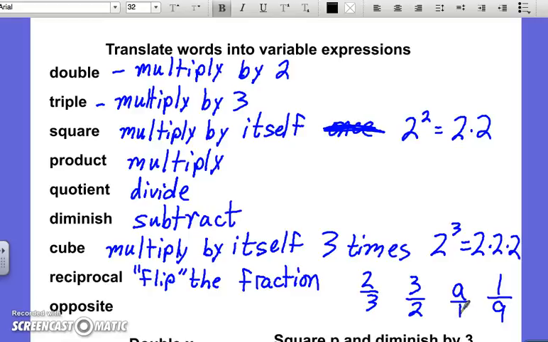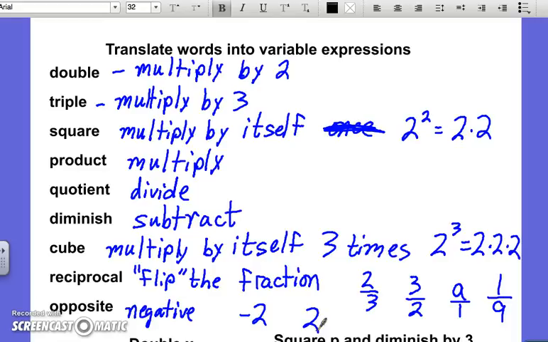All right? So the opposite, well, this means the negative, or change the sign. Okay? It means negative or change the sign. So what's the opposite of 2? Or what's the opposite of -2? The opposite of -2 would be 2. Okay? So those are some different terms as we look at those. And we kind of examine those things.